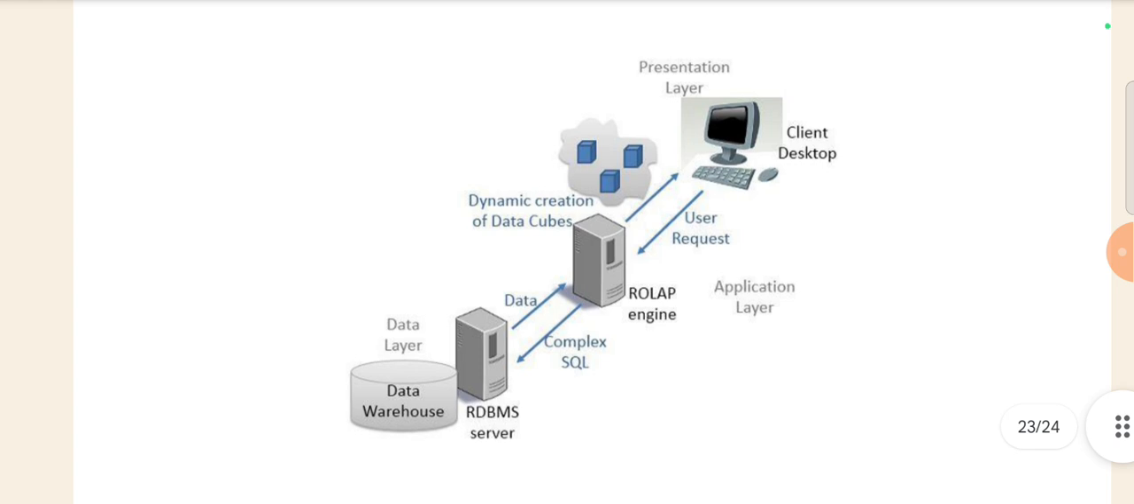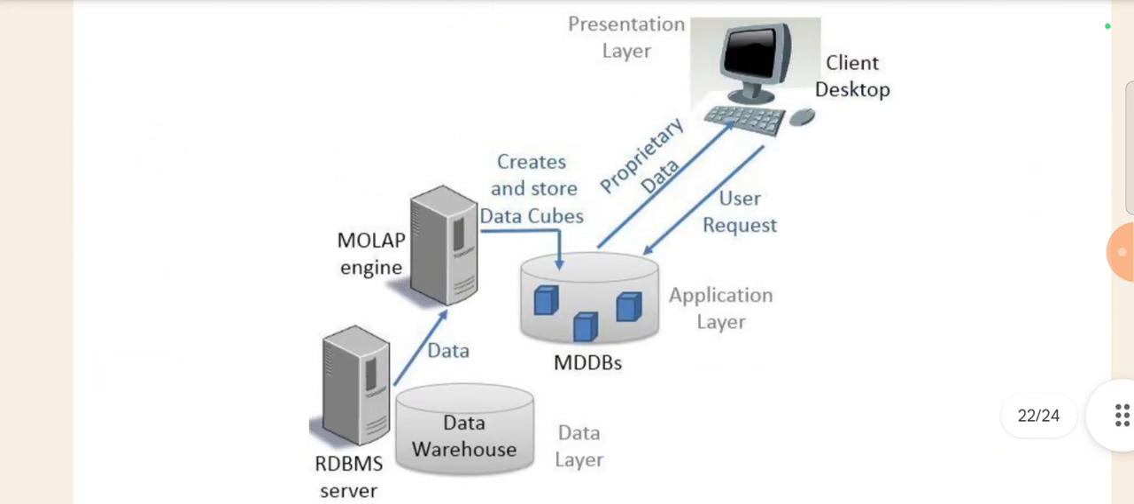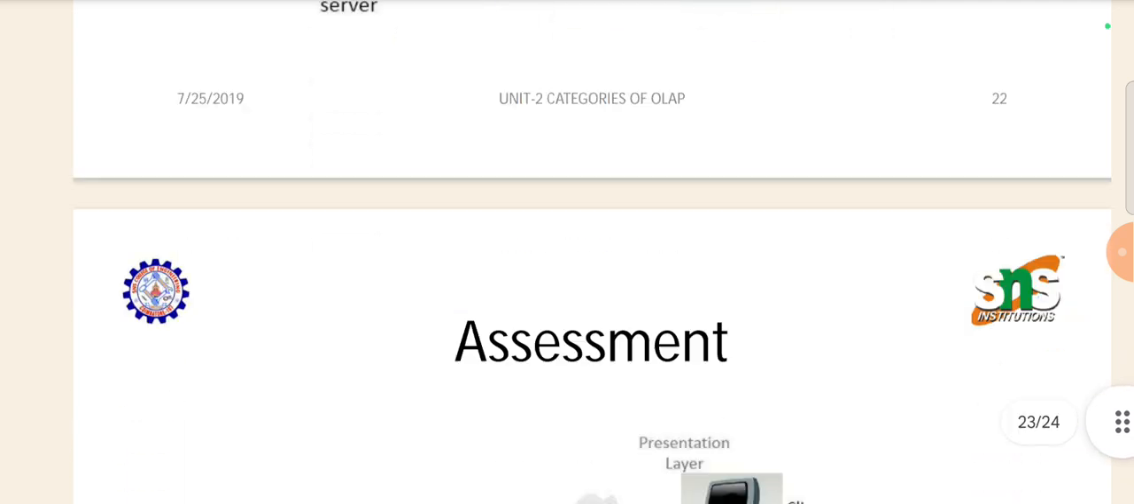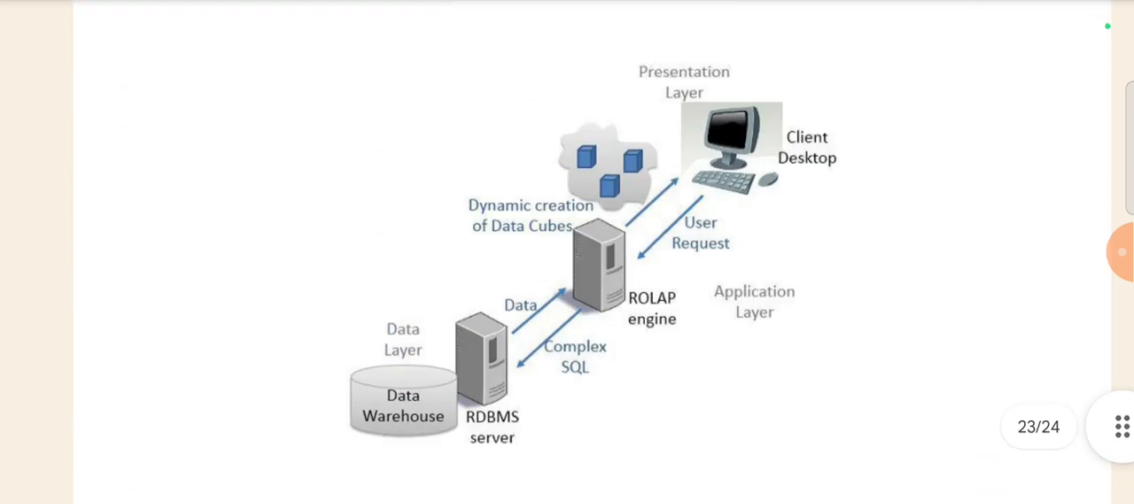So here we'll be having the data layer, where the RDBMS server is, and the ROLAP engine will be the dynamic creation. Finally we'll be having the application layer, and finally we'll be having the presentation layer, that is the client desktop. This is the main differentiation of how we'll be utilizing it, which has been given here. Thank you.